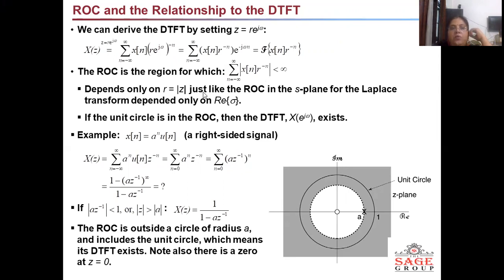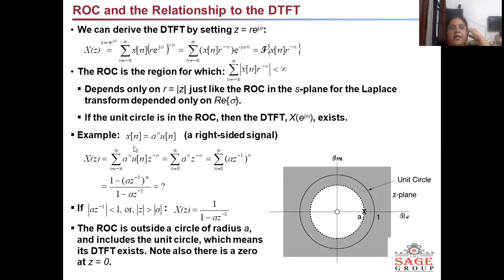Now, it depends only on r equals mod of z, just like the ROC in the S plane for the Laplace transform depends only on the real part. So for the region of convergence, we depend only upon the real part. Now, if the unit circle is in the ROC, then the discrete time Fourier transform exists.